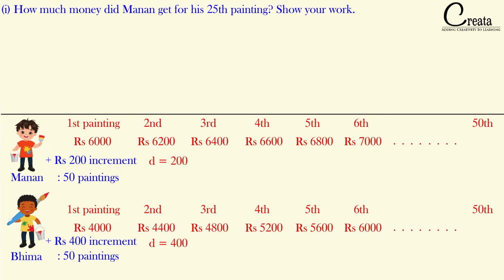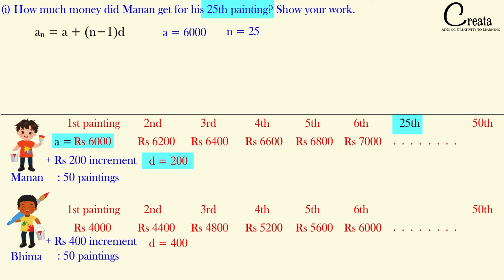The first part is: how much money did Manan get for his 25th painting? Manan has created a total of 50 paintings and we have to calculate how much money Manan got for the 25th painting. So this is the arithmetic series and we have to calculate the 25th term. Which formula will be used? It will be a plus n minus 1 d. Here a is the first term, n is the term we have to calculate, which is the 25th term, and d is the difference. The difference in this case is 200 and the first term is 6,000.